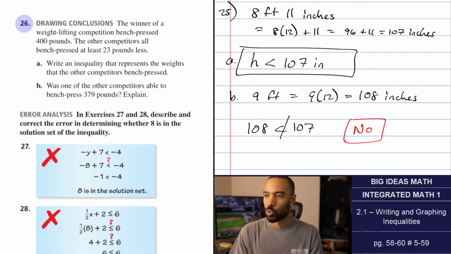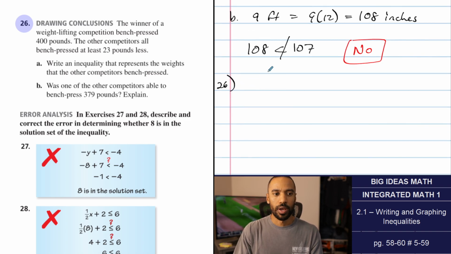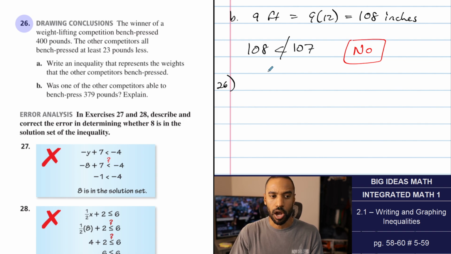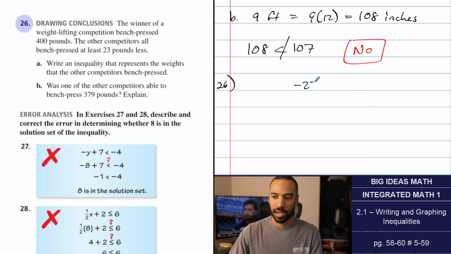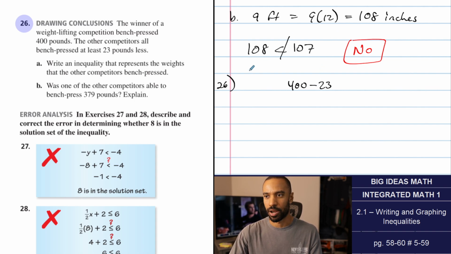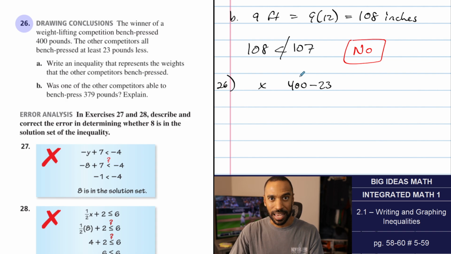Okay, drawing conclusions, number 26. The winner of a weightlifting competition bench pressed 400 pounds. The other competitors all bench pressed at least 23 pounds less. So, what is 23 pounds less than 400? This is what every other competitor did. Write an inequality, part A, that represents the weights that the other competitors bench pressed. I'll just put X for competitors here. They all bench pressed at least this many less.